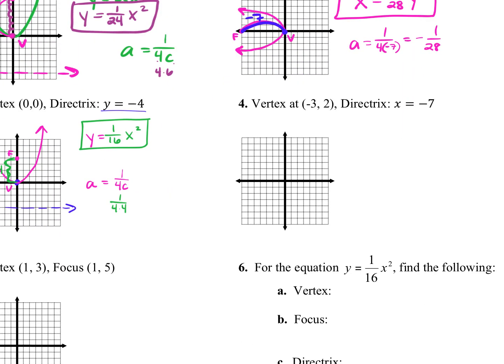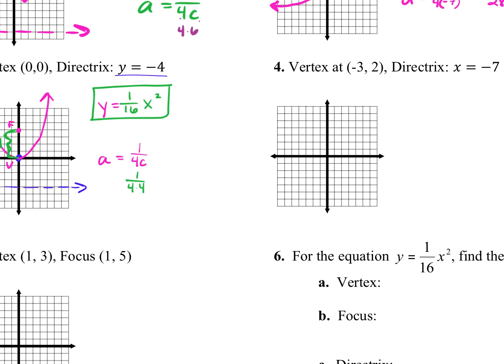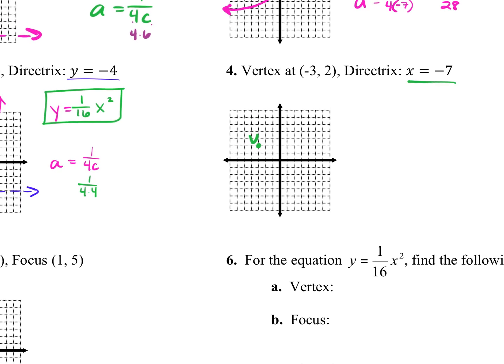Number 4 switches it up a little bit because now your vertex isn't at 0, 0 anymore. So your vertex is at -3, +2. And then you have a directrix. What kind of line is x equals? Up and down. This is vertical, okay? So at x equals -7, this is 7, right?